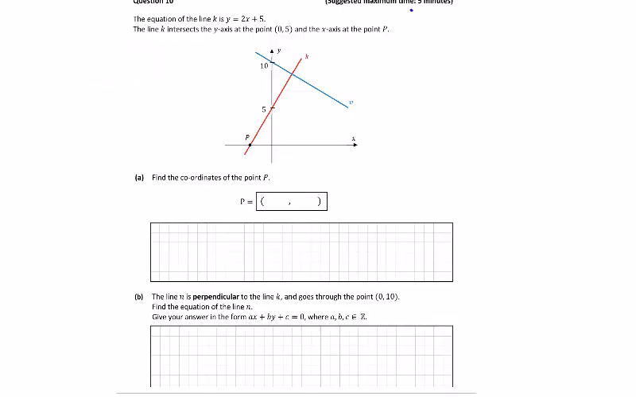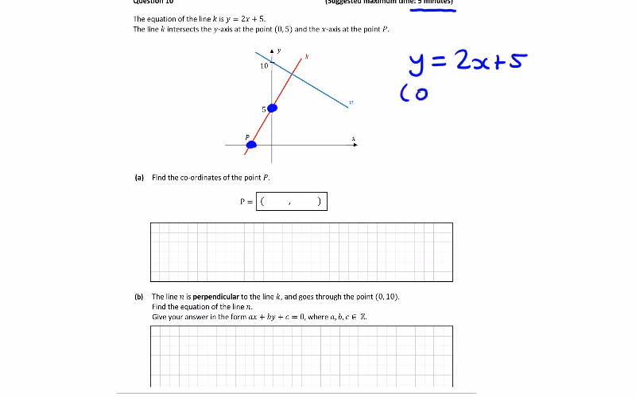So in the next question, the previous one you were given 10 minutes, this one only 5 minutes. We're asked to find the coordinates of the point P, and the information we're given is the equation of the line K. I'm going to write it out again. y is equal to 2x plus 5. It intersects the y-axis at the point (0, 5), which is here, and the x-axis at the point P.